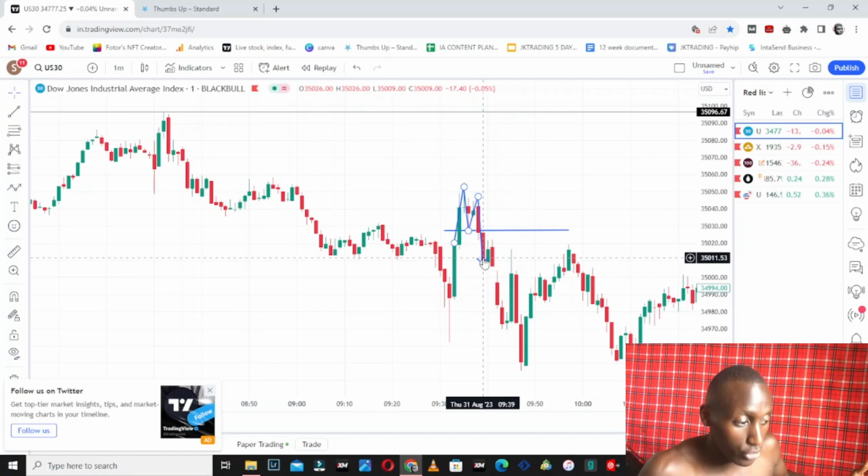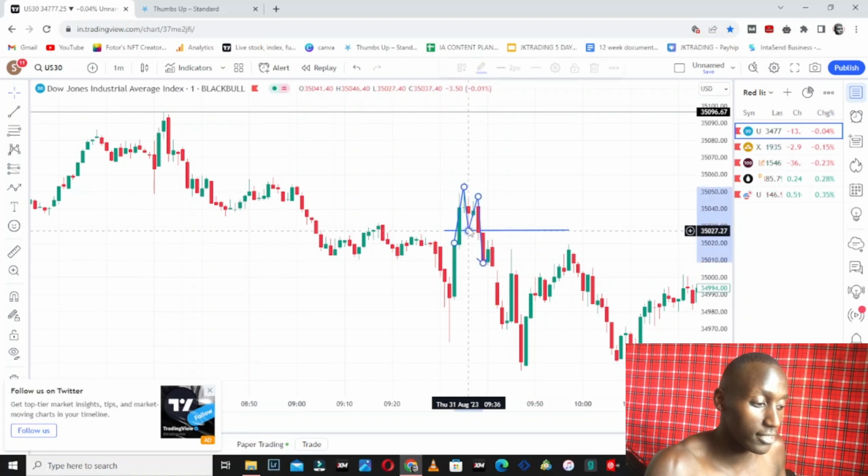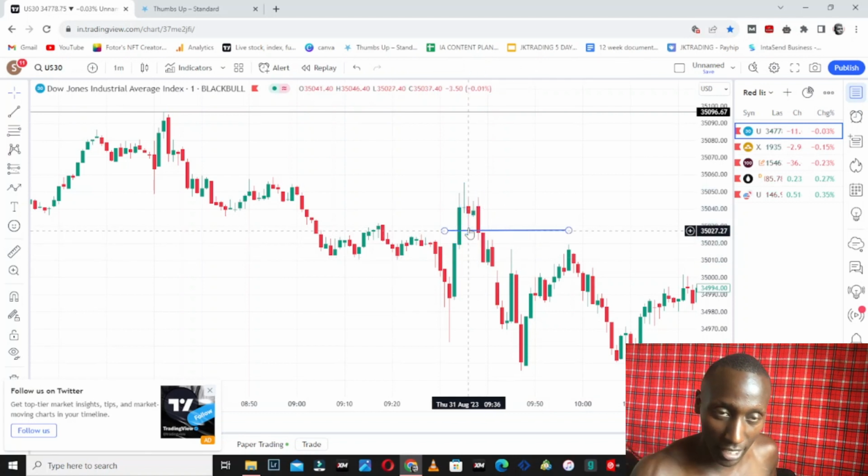So that is the significance of the engulfment candle, and learning how to spot them at the correct timing, then you will have an edge in the market.